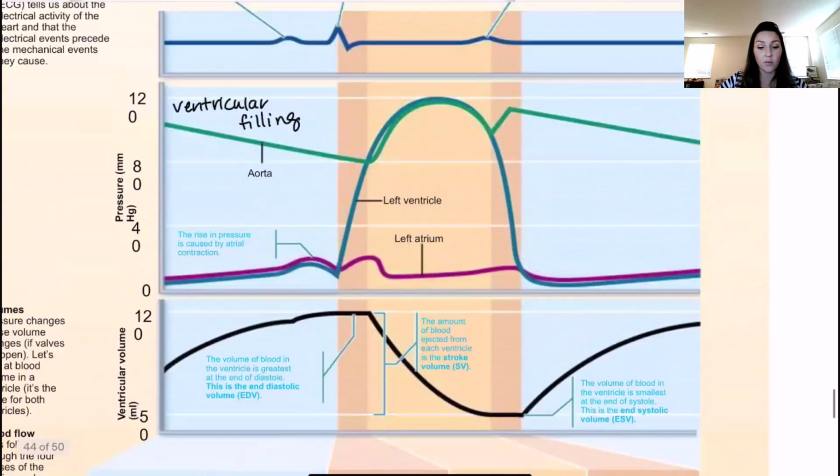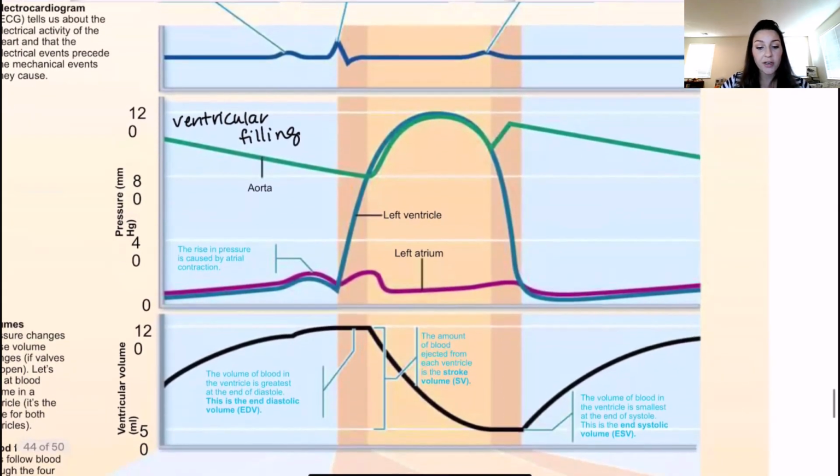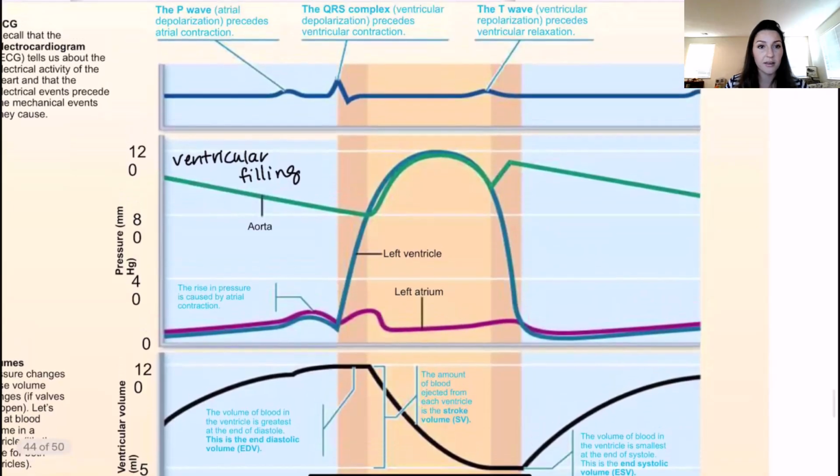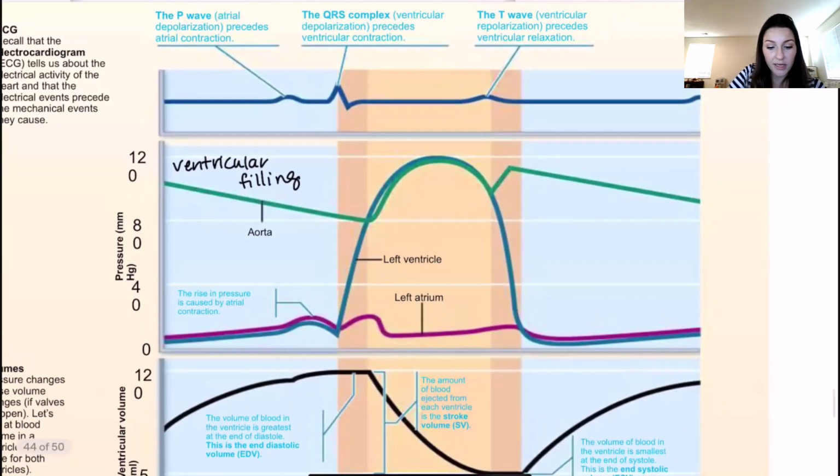So now we can take a peek at why this happens. The atria undergo systole because the P wave was a hot second ago. So the P wave, if we were to draw it, pretend that's a straight line. The atria depolarize. Depolarization precedes atrial contraction, which means that depolarization comes right before or leads to atrial contraction. And remember that the blue line is atrial pressure, so atrial pressure rises.